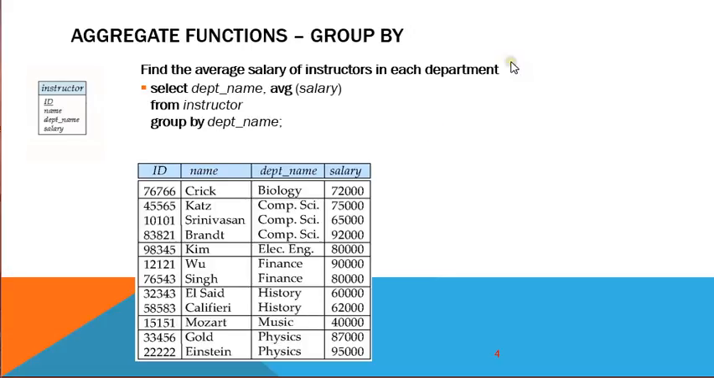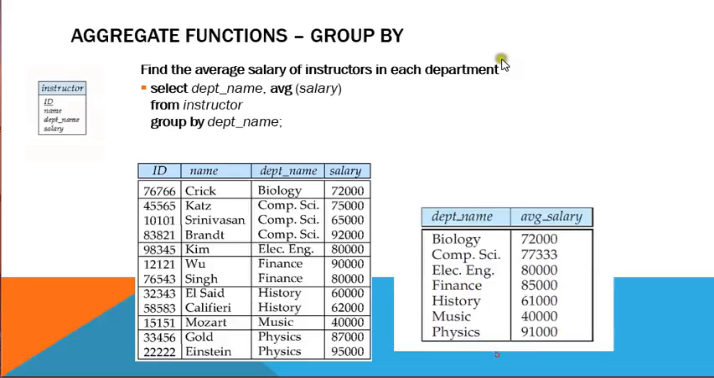Then the next step is we perform our aggregate operation, which is we want to find their average salary by department. And then the result is the table on the right, where we see we have the average salary by department. So although we're giving the average salary by department, we got that information from the instructor table, because that's where we have department name and salary.